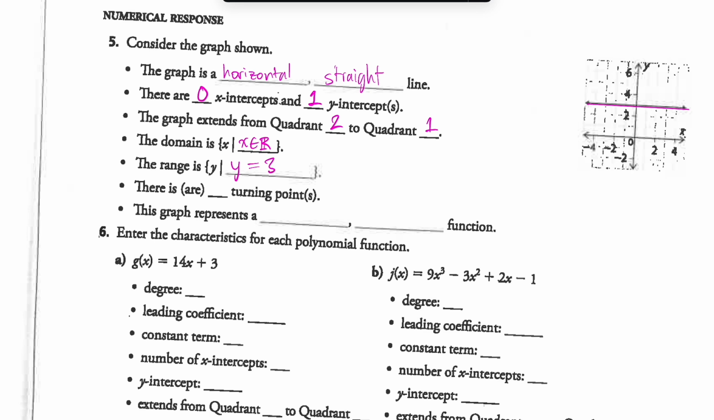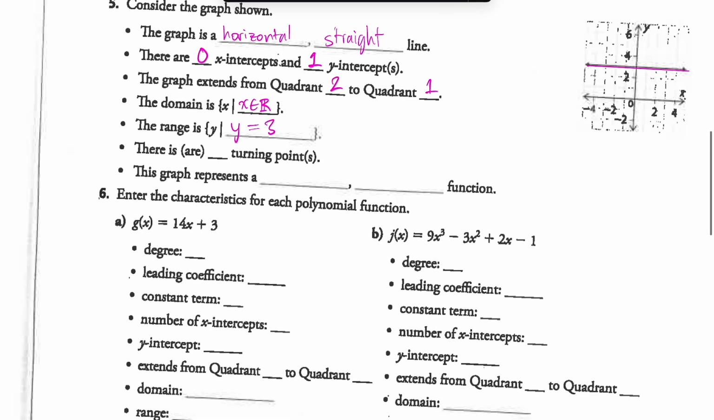And there is how many turning points? A turning point is defined as when the function changes direction from up to down or down to up. It's actually when the concavity changes, but I don't think you've been taught that. I don't think you would have needed to be taught that, so I won't go into that.